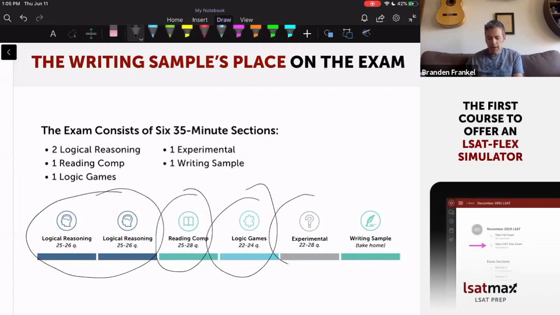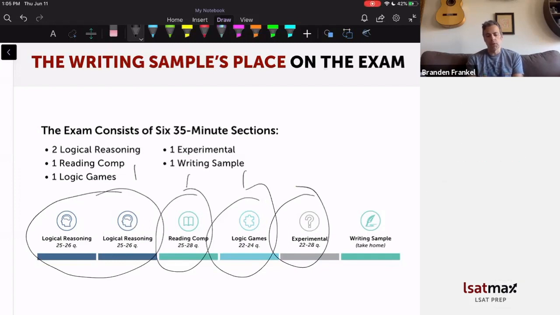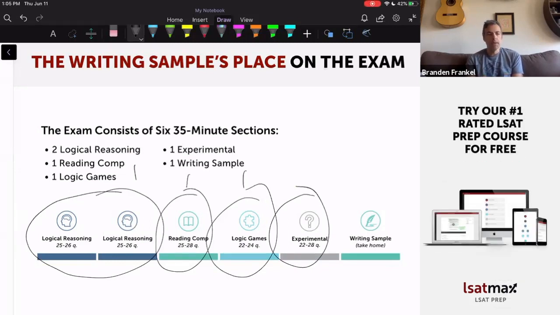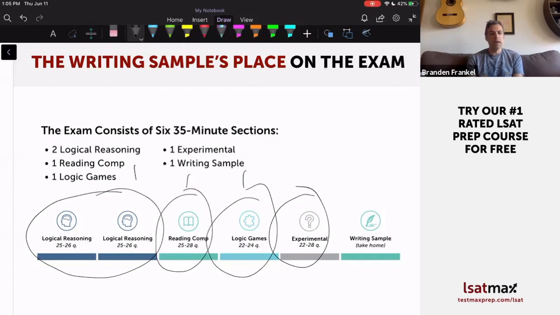Also on test day, on the normal LSAT, there's what's called the experimental section, which is just an extra one of these 3 types of sections. You might get 1 extra logical reasoning, 1 extra reading comp, 1 extra logic games, just one of them. That's the makers of the LSAT testing out questions that do not count on your LSAT, but that will count on future LSATs. And so they're just seeing how students respond to them. That's what you do on test day.